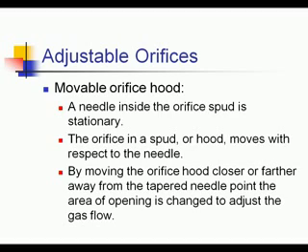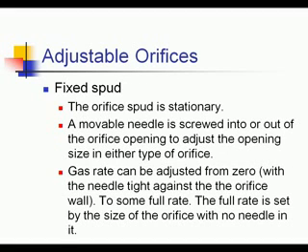Adjustable orifices are used mainly in gas ranges and stoves. These orifices consist of two parts. One moves and the other is stationary. The movable orifice hood contains a needle inside the orifice spud, and the spud is stationary. The orifice in a spud or hood moves with respect to the needle. By moving the orifice hood closer or farther away from the tapered needle point, the area of the opening is changed to adjust the gas flow.